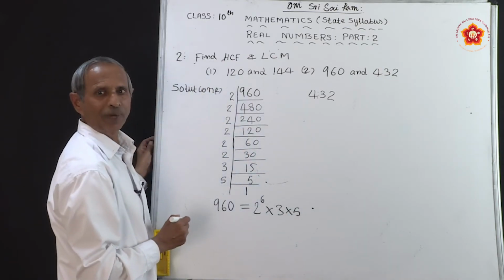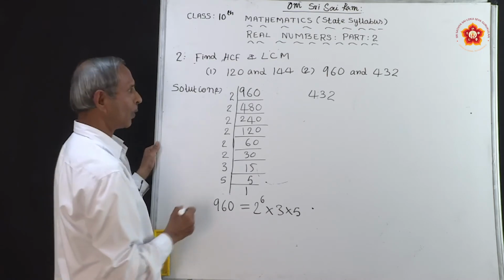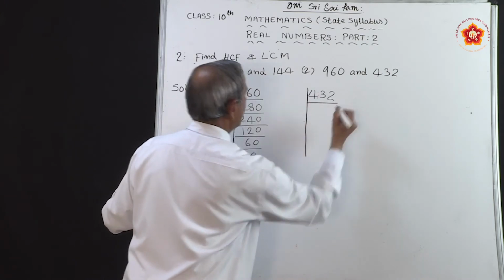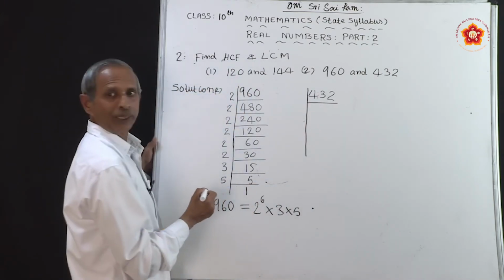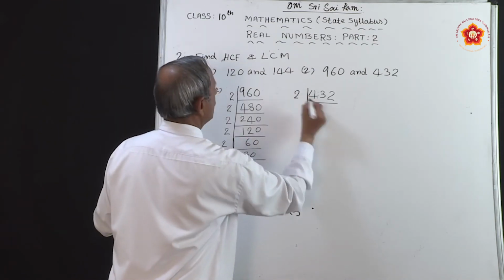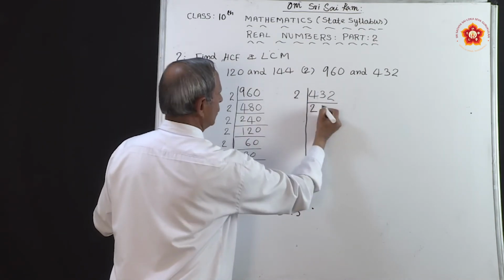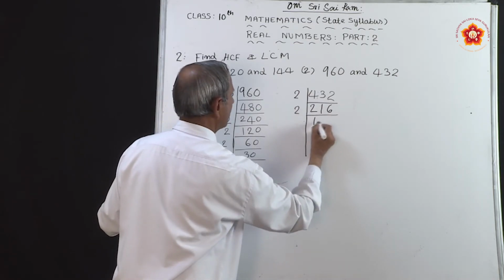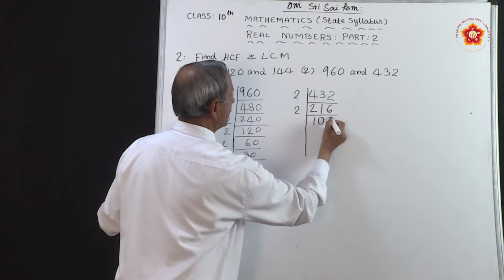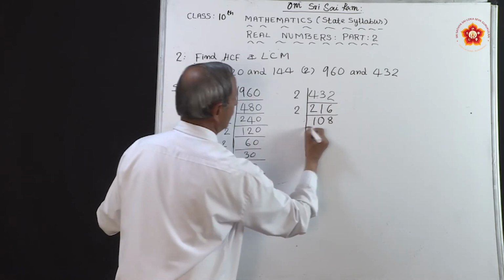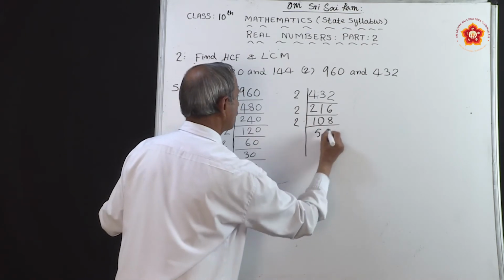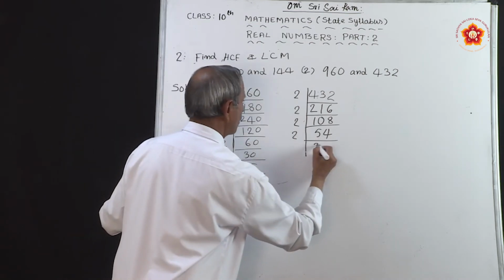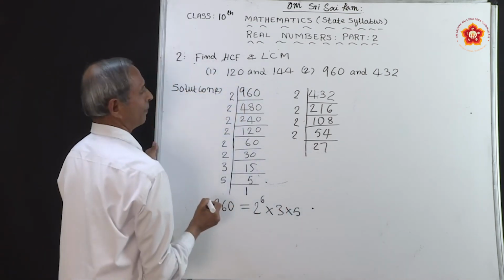Similarly, now let us find the prime factors of 432. Now, it is an even number, so it is divisible by 2. I will take 2, 2 2s are 4, then 2 1s are 2, 2 6s are 12. Next 2 10s are 20, then 16, 2 8s are 16. Once again divided by 2, 2 5s are 10, 2 4s are 8. Once again it is divisible by 2, 2 2s are 4, 2 7s are 14.